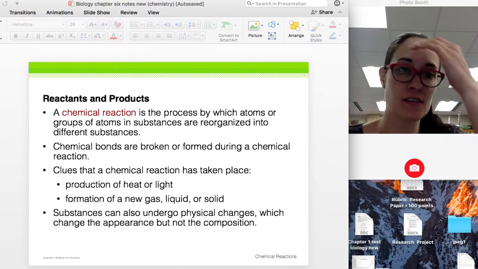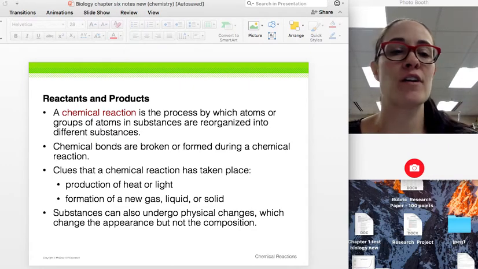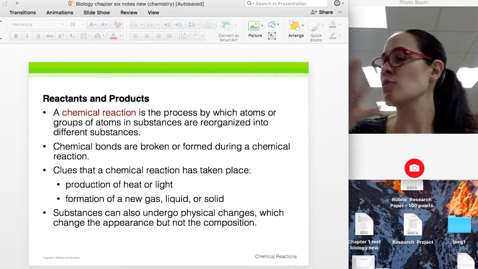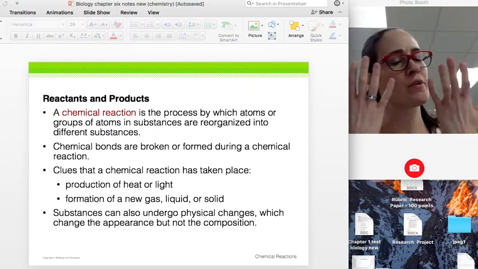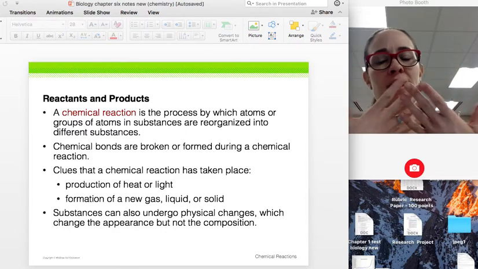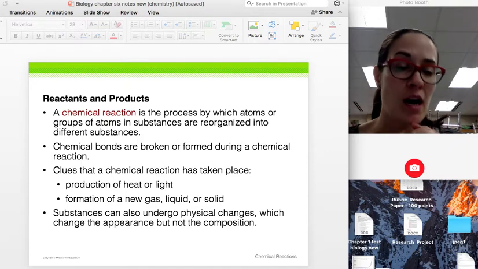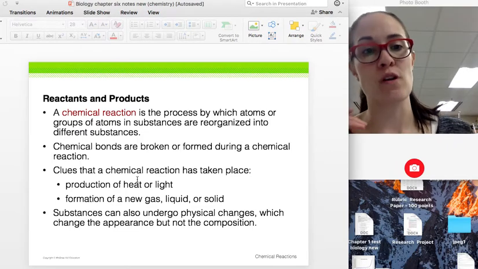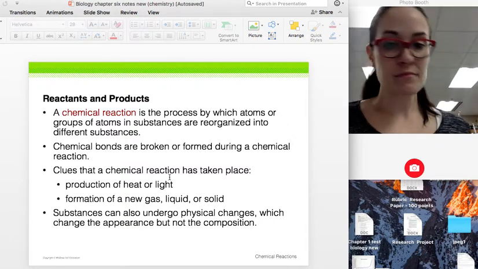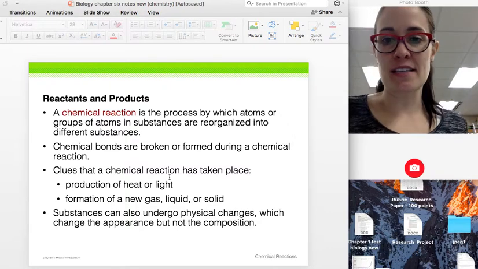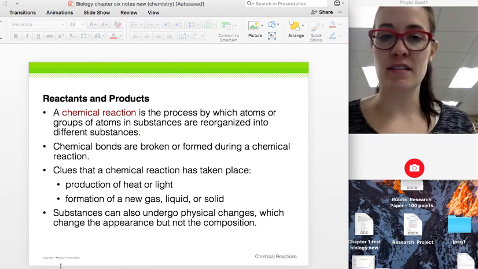Chemical reactions are done all the time in living things. And they're a process in which a group of atoms go from the reactants, the starting products, to produce something. They're reorganized somehow. To reorganize them, bonds have to be broken or formed. And there are different signs that a chemical reaction might take place. Maybe it gives off heat, or produces a gas in the process.